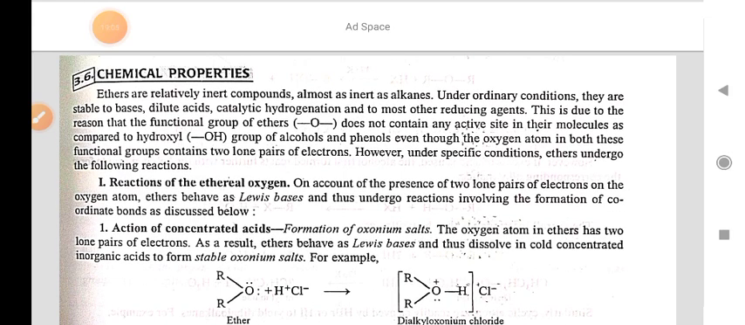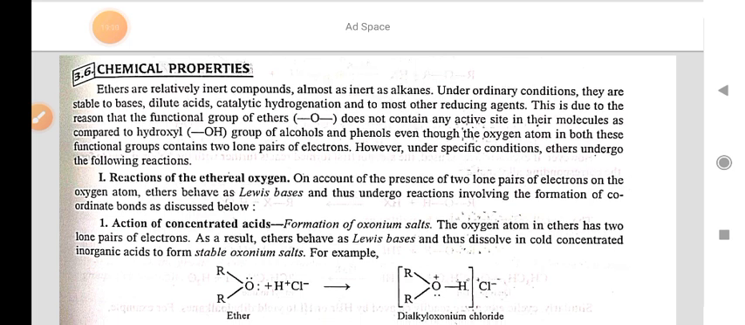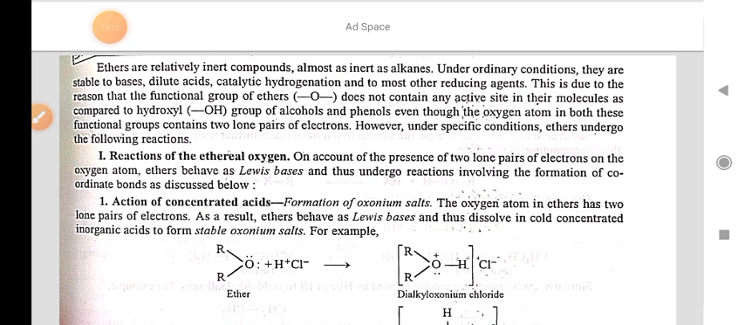Chemical properties. Ethers are relatively inert compounds, almost as inert as alkanes. Under ordinary conditions, they are stable to bases, dilute acids, catalytic hydrogenation, and to most other reducing agents. This is due to the reason that the functional group of ethers does not contain any active sites in their molecule as compared to the hydroxyl group of alcohols and phenols, even though the oxygen atom in both these functional groups contains two lone pairs of electrons. However, under specific conditions ethers undergo the following reactions.